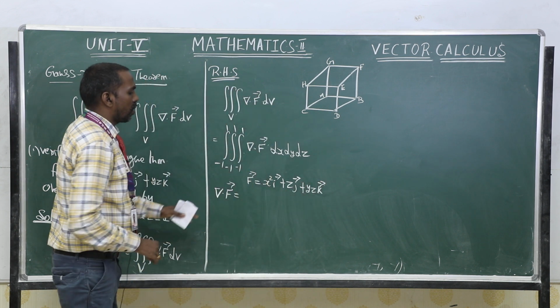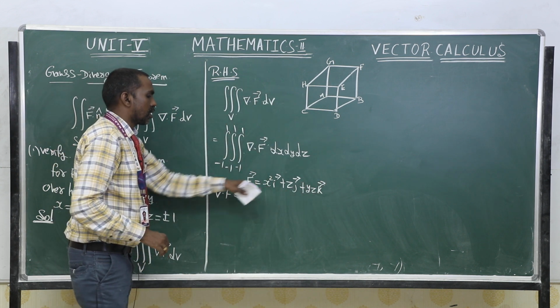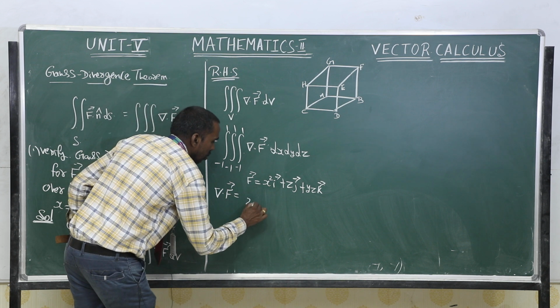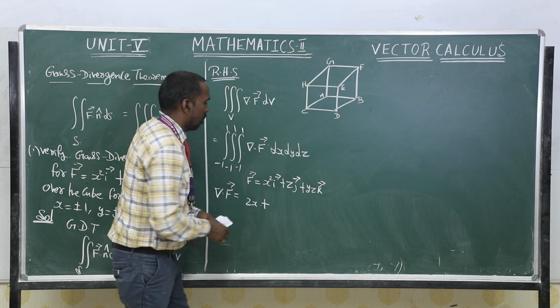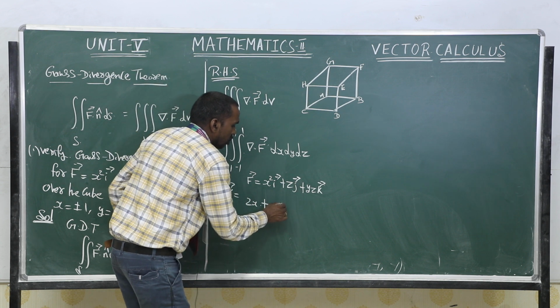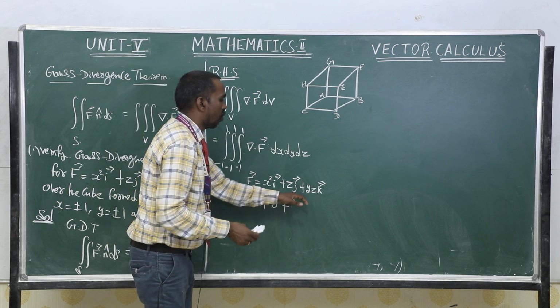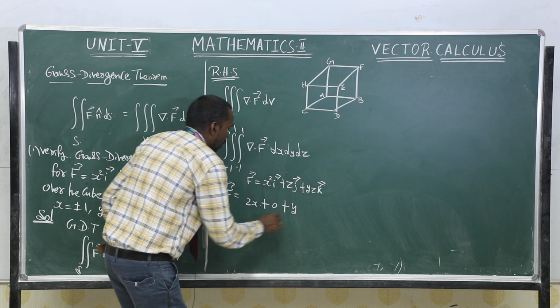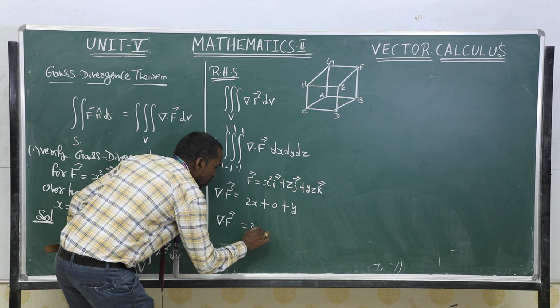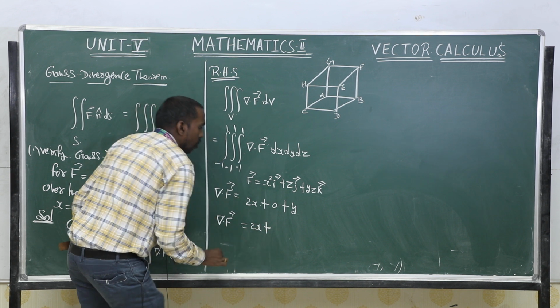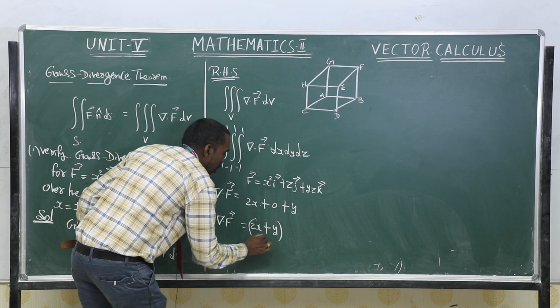So what is the del dot F vector? We have to differentiate with respect to x, so here 2x, plus differentiating with respect to y, this will be 0. Differentiating with respect to z, we get only y. So finally, the del dot F vector is 2x plus y.